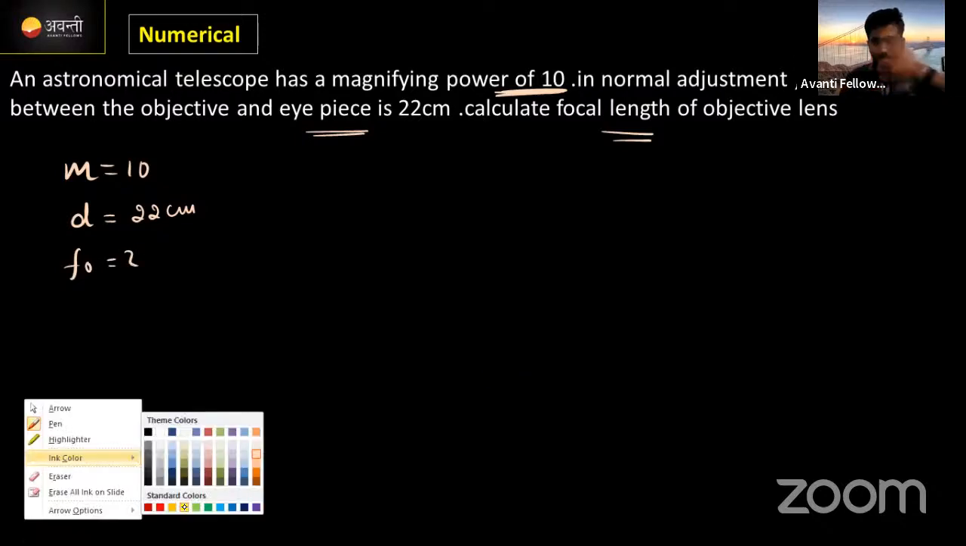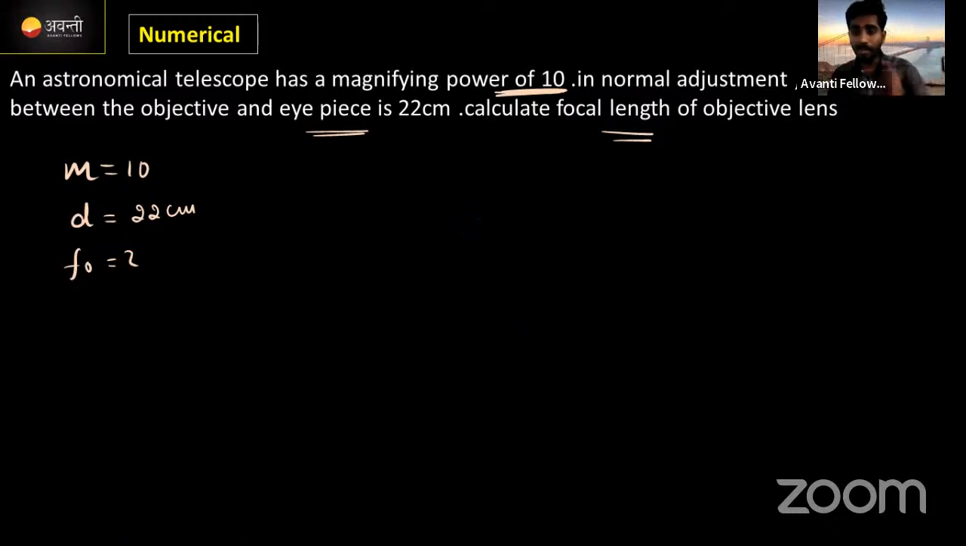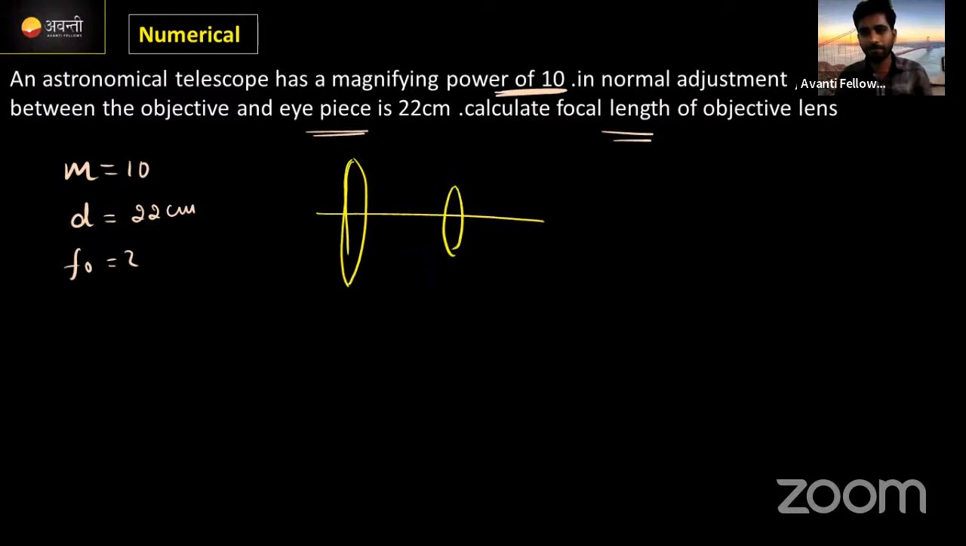Listen, I will explain in brief. In an astronomical telescope, one lens is a bigger one, and the other lens is very small in aperture. Clear enough? Here they have given normal adjustment. Normal adjustment means the image is created at the focal length of the objective lens and the focal length of the eye lens, at this place the image will be formed.